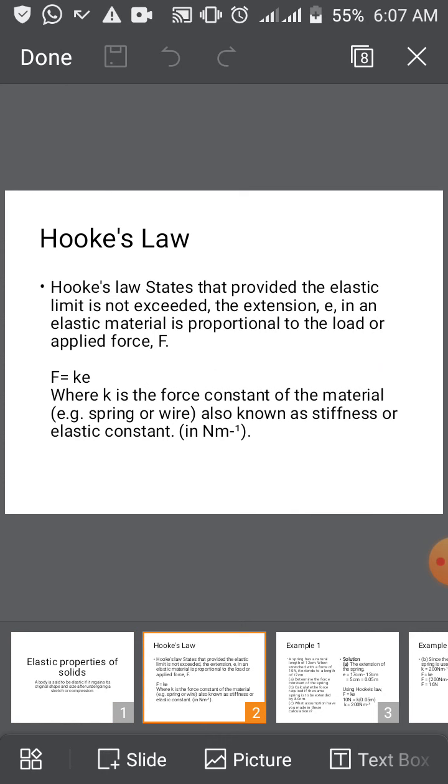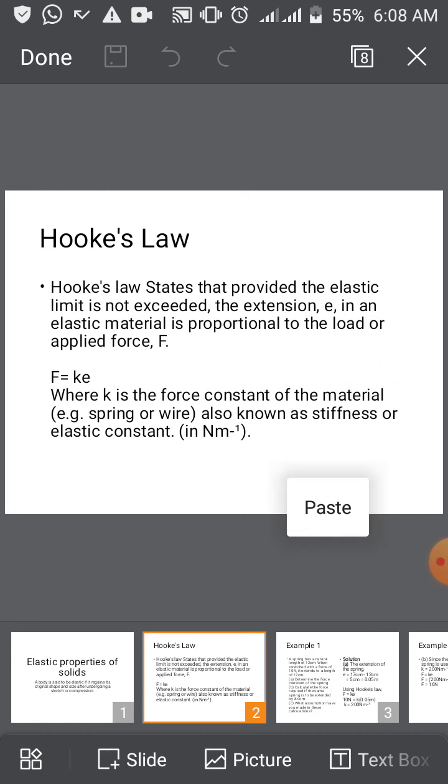Now let's talk about Hooke's law. Hooke's law states that provided the elastic limit is not exceeded, the extension E in an elastic material is proportional to the load or applied force F.